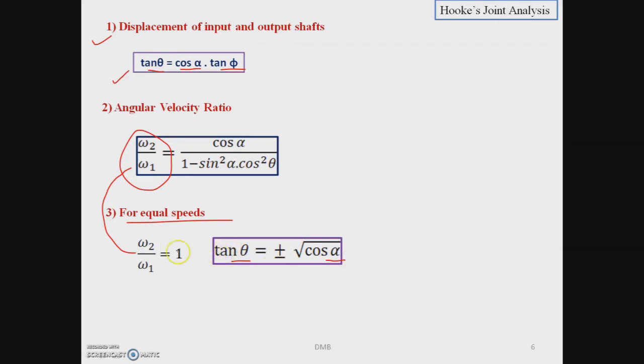So this equation will give you the values of angular displacement of the input shaft theta, at which the speeds of both the shafts become equal. And we get 4 values of theta for equal speeds of both the shafts. By solving this equation, 2 values correspond to the positive sign and 2 values correspond to the negative sign. That means during one revolution, the speeds of both the shafts become equal 4 times.